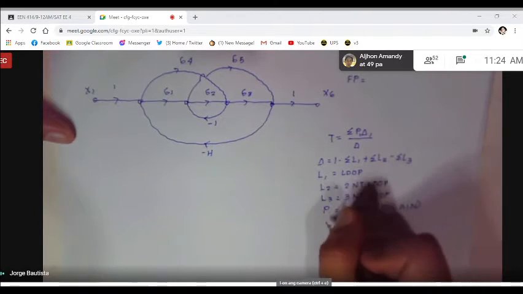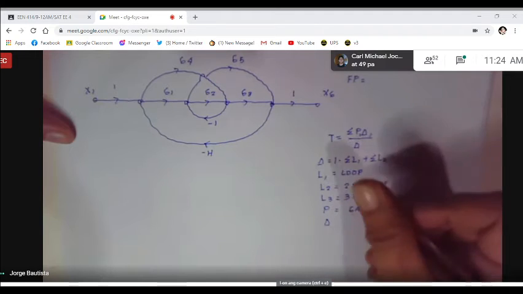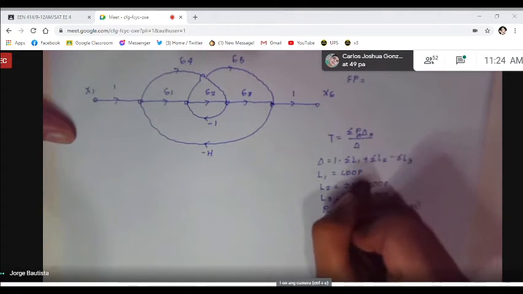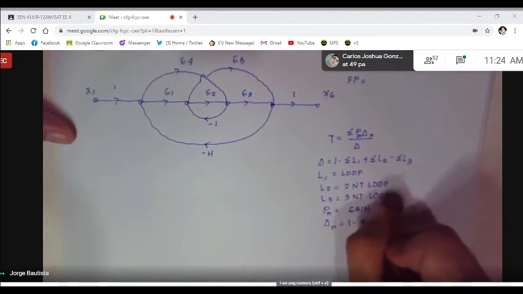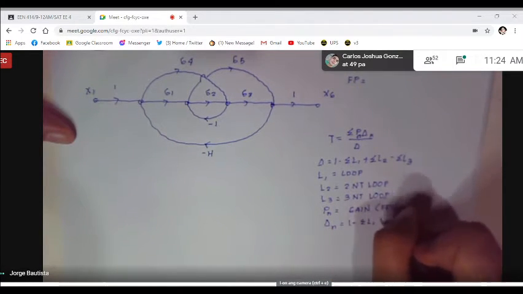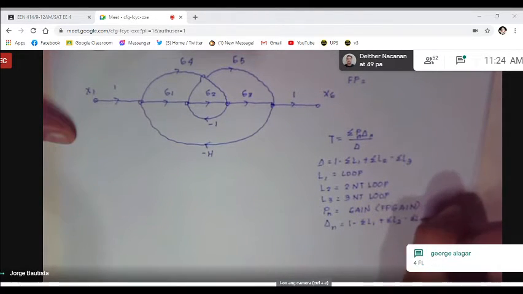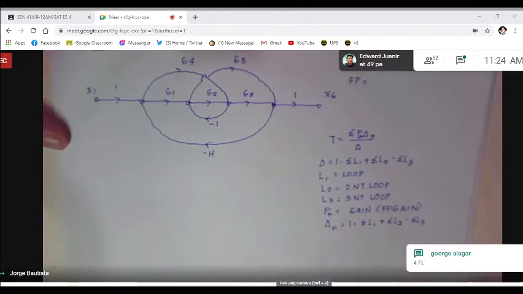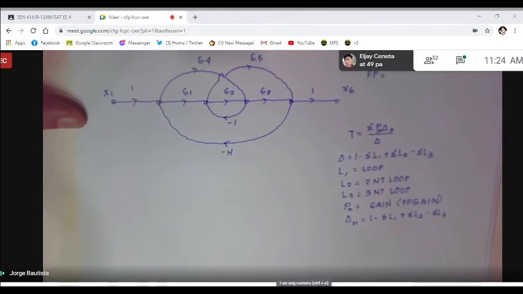Okay. And yung delta 1, delta n na lang, P sub n. Ito ay 1 minus, pareho lang din, summation of L1 plus summation of L2 minus summation of L3 ng forward gain. Okay? Balik tayo. Yan yung gagamitin natin formula ni Mason.